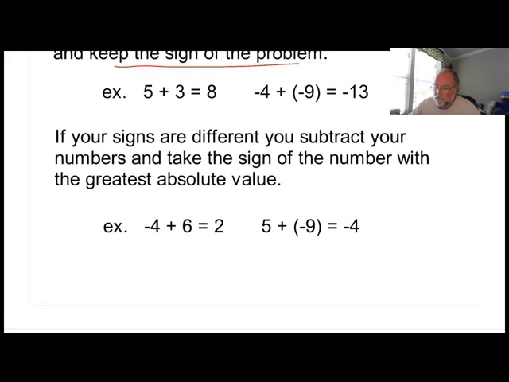If my signs are different, in other words, I've got an addition problem, but one's positive, one's negative, I'm going to subtract my numbers and take the sign of the number with the greatest absolute value.